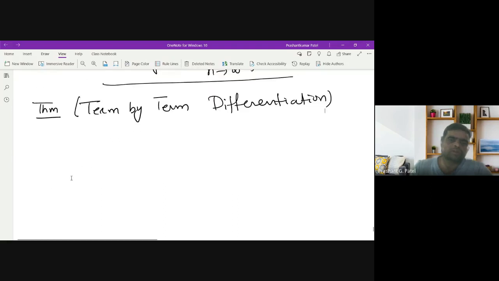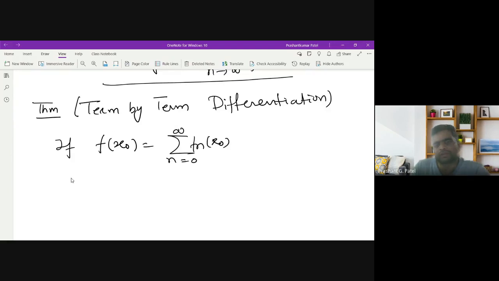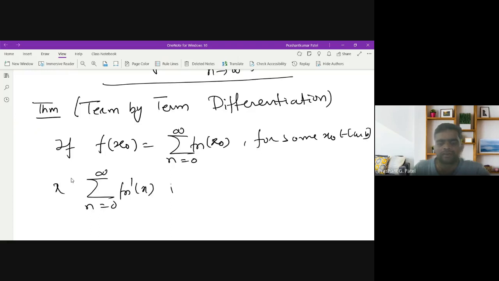So this statement we will write in this fashion, that is, if f of x0 is equal to summation n running from 0 to infinity fn x0, that means for some point x0 in AB. The second statement I require is the summation n running from 0 to infinity fn dash x is uniformly convergent. And obviously each fn should be differentiable. That is the first condition that should be required.